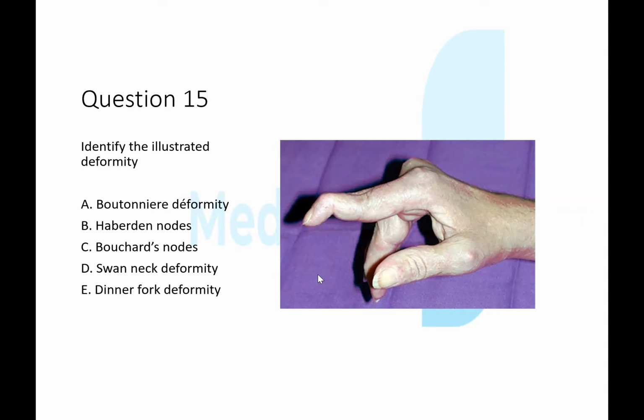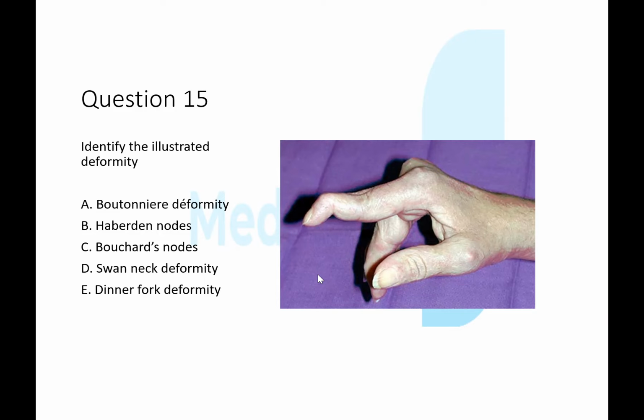All right. So now let's look at this closely. What is the deformity here? Swan neck deformity. Yes. So you can see that the flexion is at the distal, what is it called now? PIP joint. So if the flexion is at the proximal interphalangeal joint, we call it boutonniere deformity.